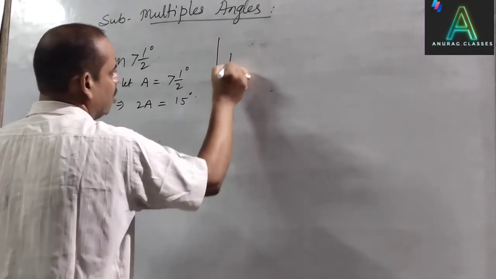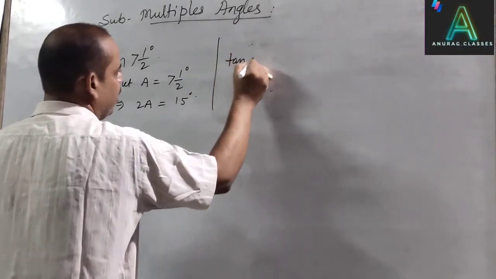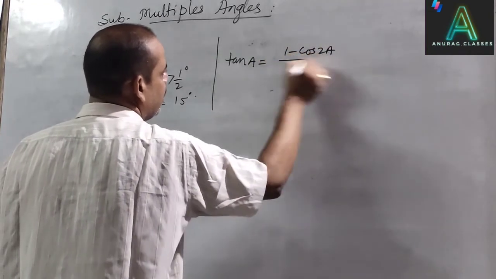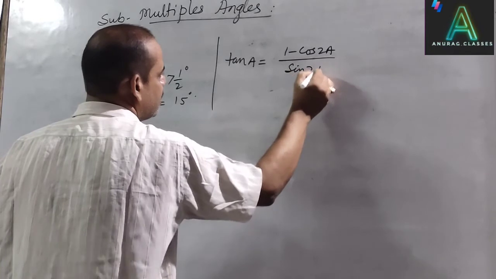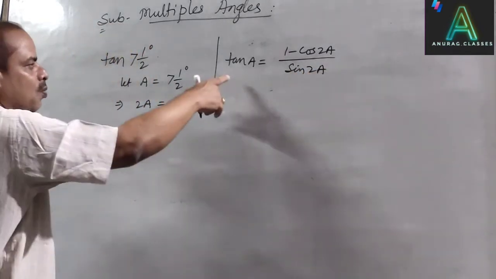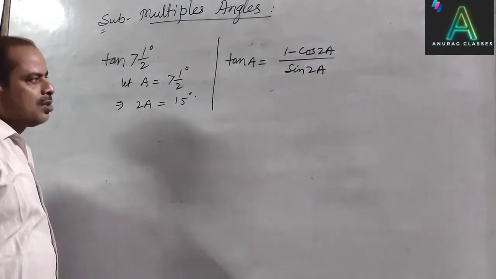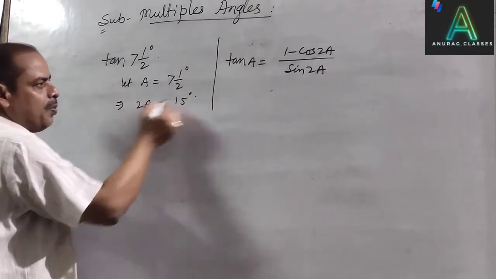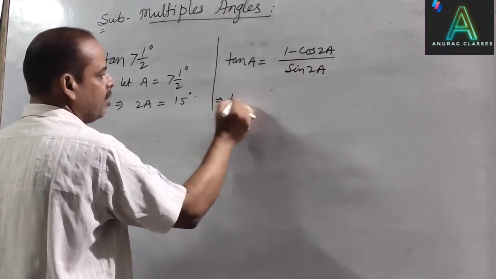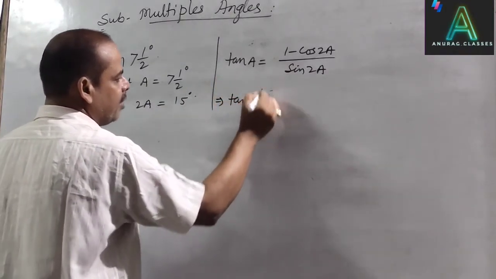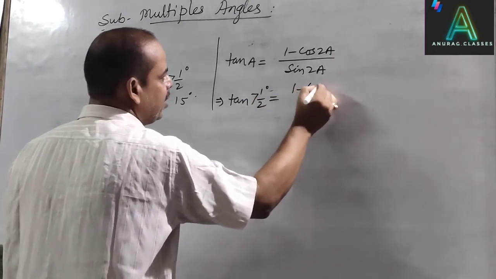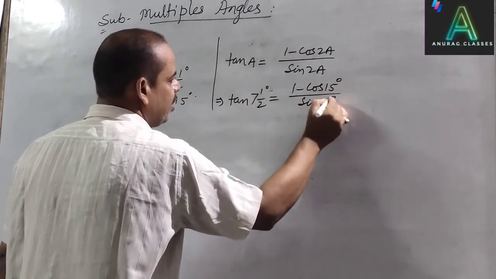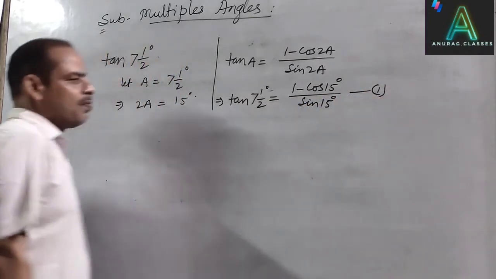Also, we know the formula tan A is equal to (1 minus cos 2A) divided by sin 2A. We have seen these formulas in multiple angles. So if I put 7.5 in place of A and 15 degrees in place of 2A, then tan 7.5 degrees is equal to (1 minus cos 15 degrees) divided by sin 15 degrees. Call this relation 1.